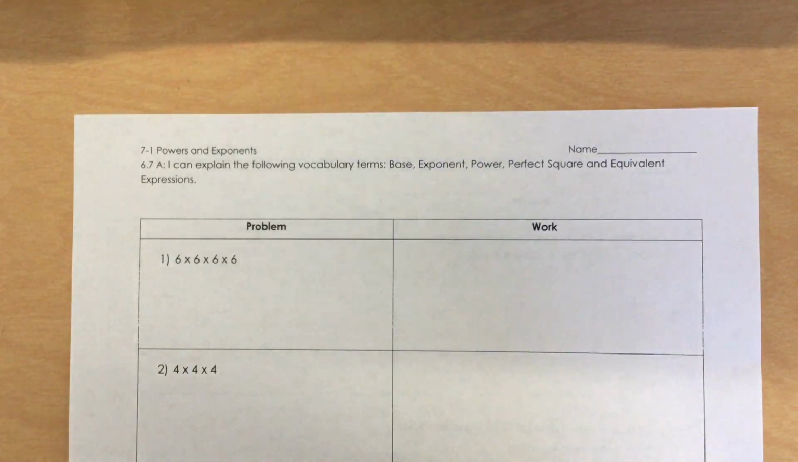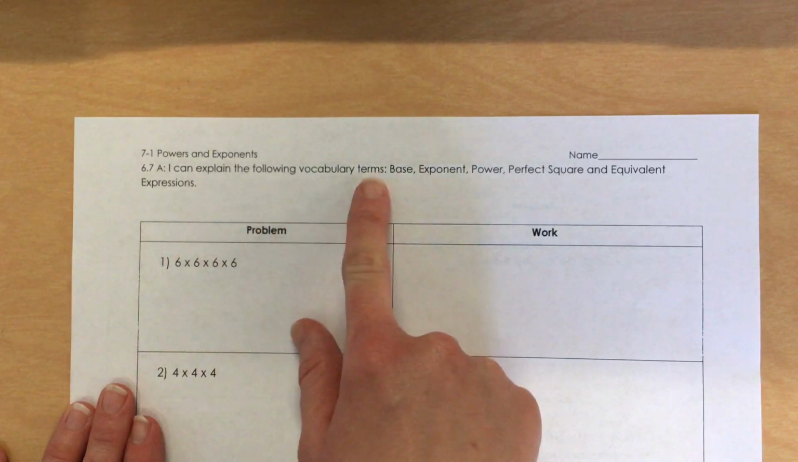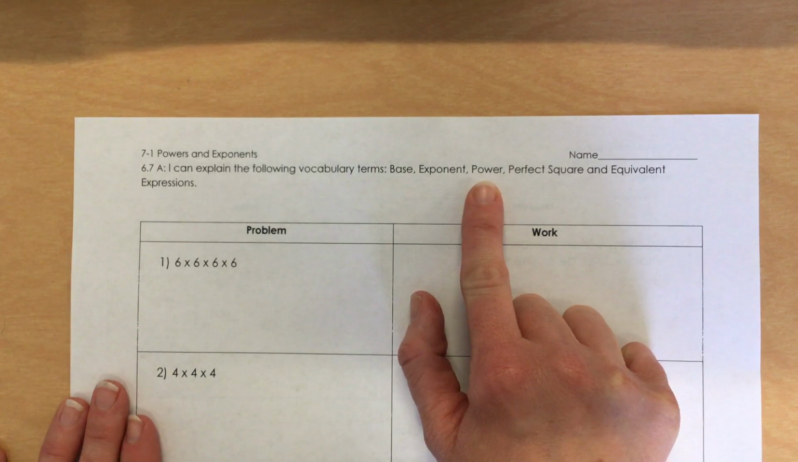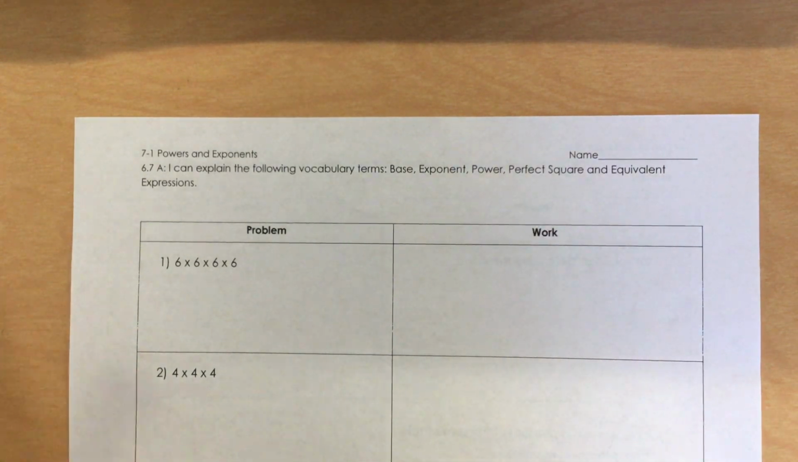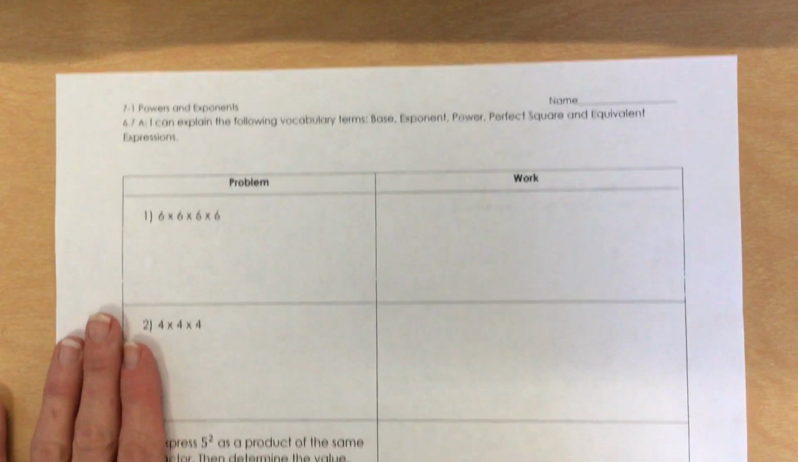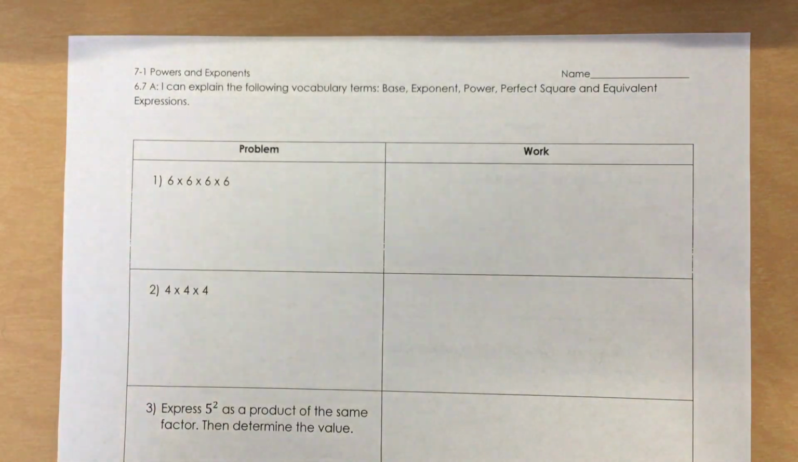All right, so your objective is 6.7a. I can explain the following vocabulary terms: base, exponent, power, perfect square, and equivalent expressions. In our notes tonight, we're focusing on base, exponent, and power, and then in class, we'll look at perfect square and equivalent expressions. So number one, our problem is 6 times 6 times 6 times 6.